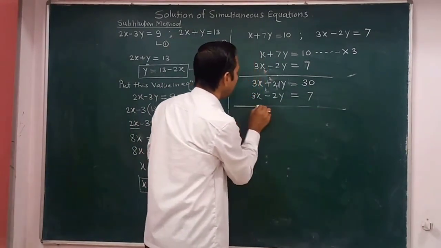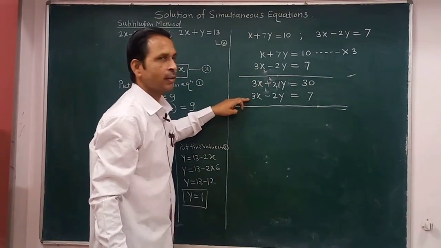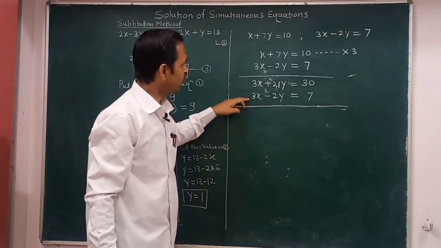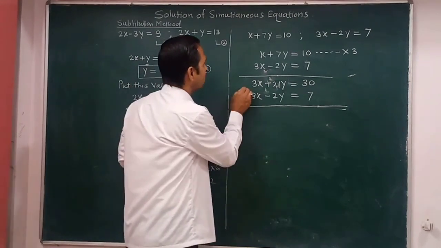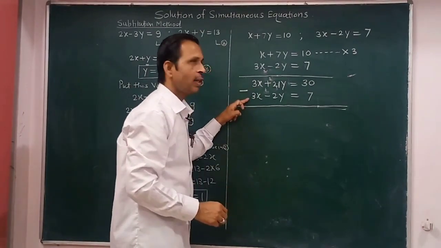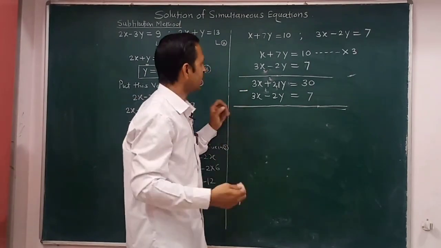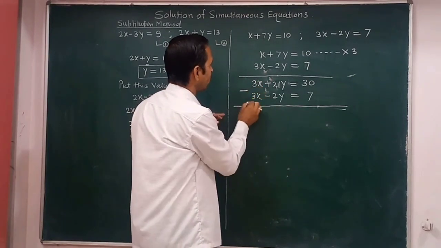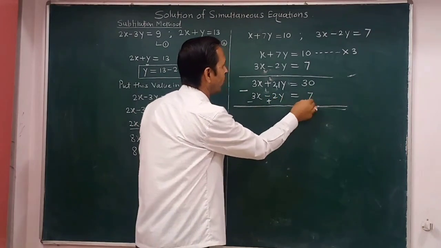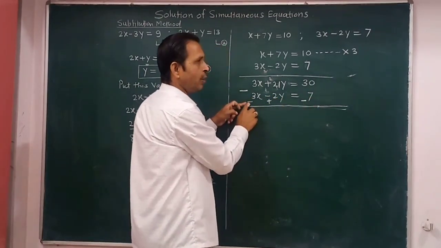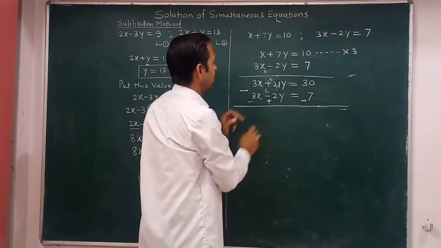Now the second equation is 3x minus 2y is equal to 7. Now the signs of x, that is 3x and 3x, are the same, and that's why we have to subtract this equation from the upper equation. When the signs are the same, we have to subtract. When the signs are different, then we have to add these equations. 3x minus 3x, again change the signs of the second equation. Here is a plus sign, then we convert it into minus, minus will be converted to plus, and here is minus.